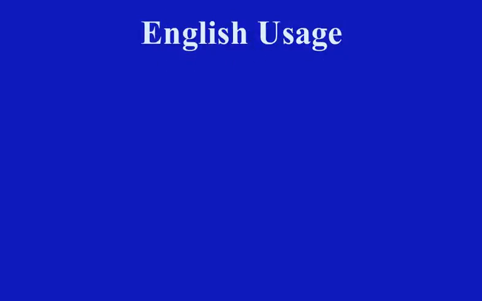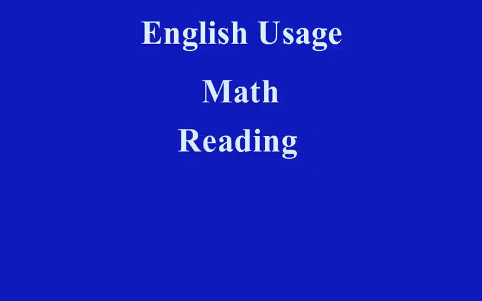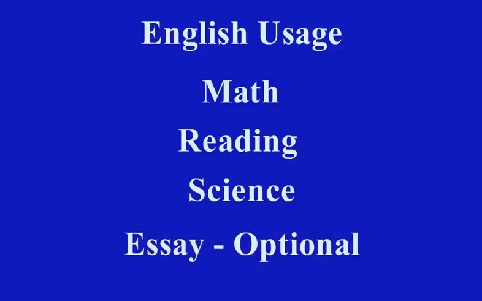Let's look at the general traits of the ACT. The test will be divided into 4 required sections and 1 optional. There'll be a section of English usage, a math section, reading comprehension, science, and there's an optional essay. We'll of course examine each of these sections much more closely in a few moments.